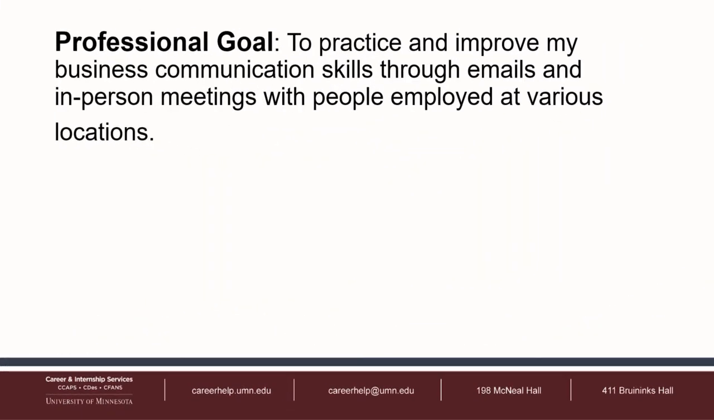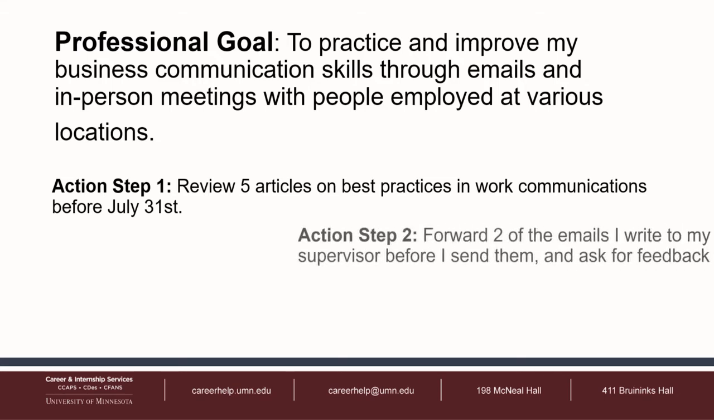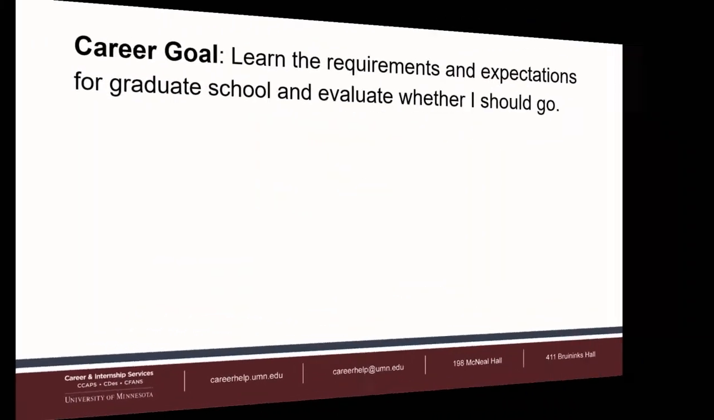Here is an example of a professional goal, the top of the T, with action steps. The goal is to practice and improve my business communication skills through emails and in-person meetings with people employed at various locations. Action step 1, review 5 articles on best practices in work communications before July 31st. Action step 2, forward 2 of the emails I write to my coworkers and supervisor before I send them and ask for feedback on the emails.